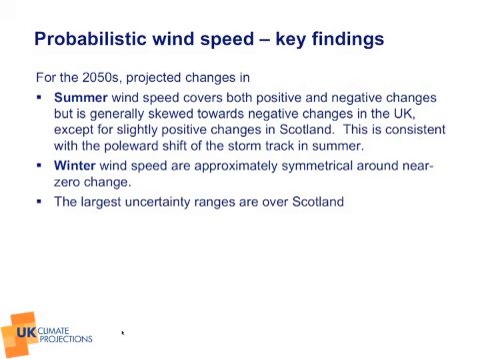For winter, the ranges of anomalies in wind speed are around near zero change, with the 10 to 90% probability range typically around -0.5 to +0.5 meters per second. The spread in changes in wind speed are greatest over Scotland, where there remains larger ranges of uncertainty.